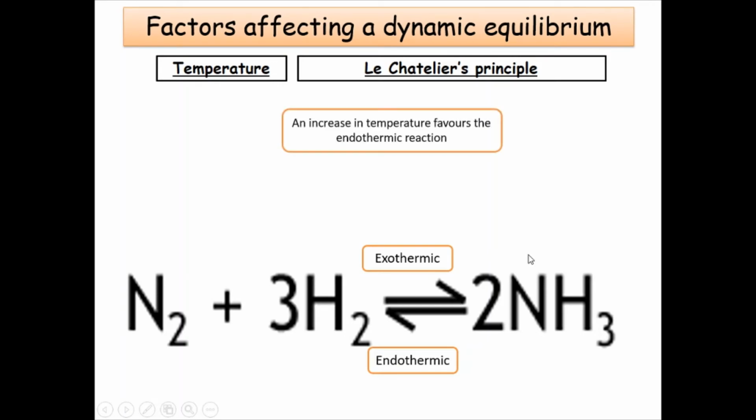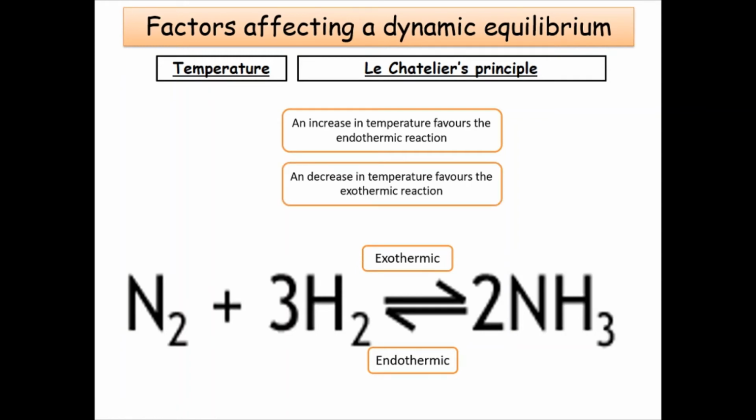We then look at Le Chatelier's principle. An increase in temperature favors the endothermic reaction. Because this reaction is already letting out heat, if we add more heat in, nature will want to balance the temperature change. So it will move it towards the left and favors the endothermic reaction. If we decrease the temperature, the exothermic reaction will be favored. So ideally for the Haber process, an increase in temperature is not good. We need to decrease the temperature to get more ammonia.